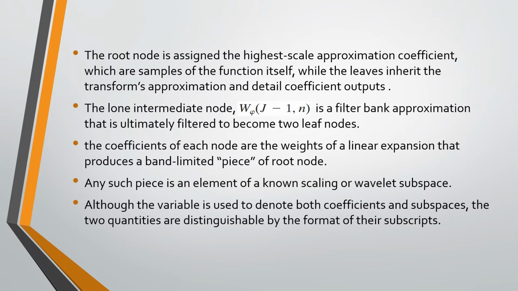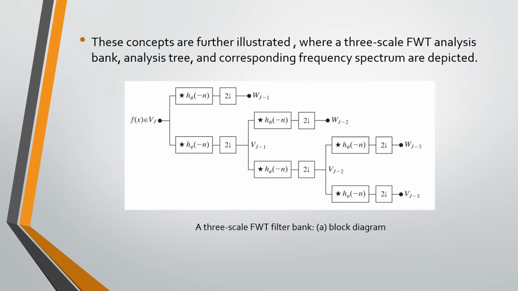The coefficients of each node are the weights of a linear expansion that produces a band-limited piece of the root node. Any such piece is an element of a known scaling or wavelet subspace. Although the same variable is used to denote both coefficients and subspaces, the two quantities are distinguishable by the format of their subscripts. These concepts are further illustrated where a three-scale FWT analysis bank, analysis tree and corresponding frequency spectrum are depicted. Now let us see a three-scale FWT filter bank.